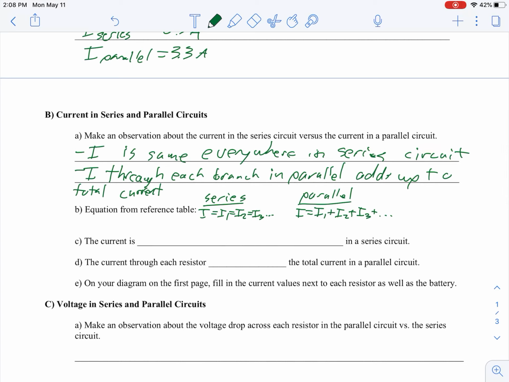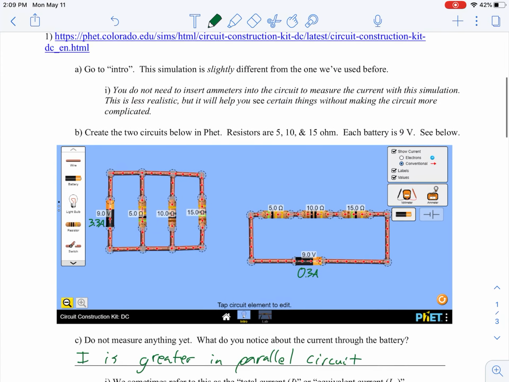All right. So the current is blank in a series circuit. The same everywhere. All right, the current through each resistor blank, the total current in a parallel circuit adds up to. So the current through each resistor adds up to the total current in a parallel circuit. This would work for light bulbs too, by the way, if I replaced all those resistors with light bulbs.